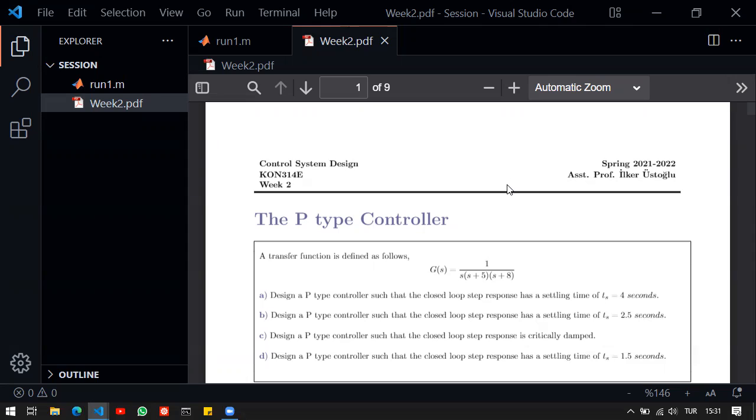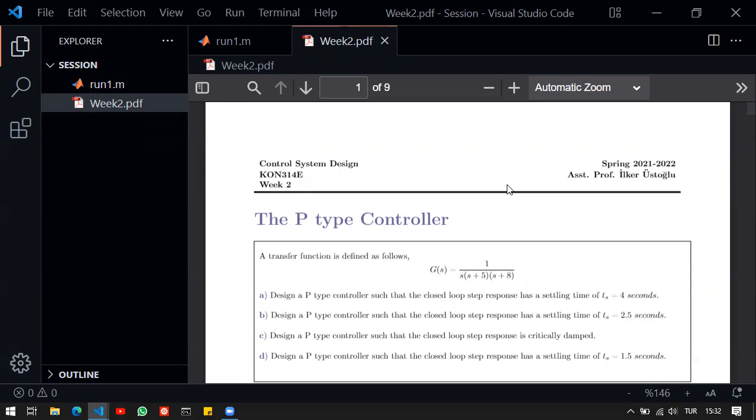We will be looking for P-type controllers. We will have this open loop system, as you can see. And we want to have such a closed loop that the closed loop step response takes only 4 seconds, or 2.5, or 1.5 in D, seconds to get out of its transients. So we will be trying to tune the transients of the closed loop. Now, there's also something different in C, where you can see we have a critically damped requirement for the closed loop.